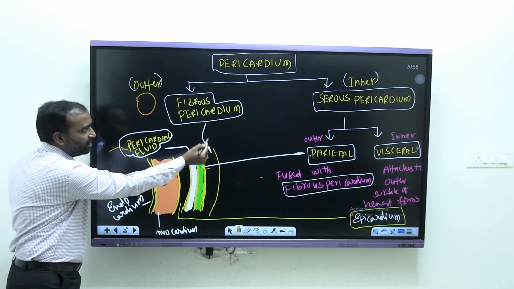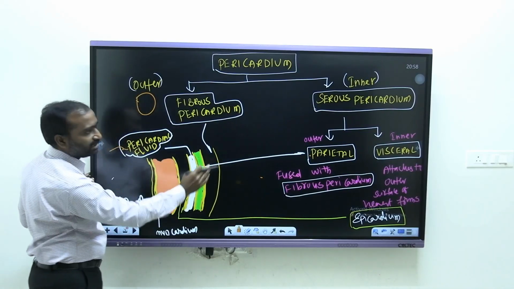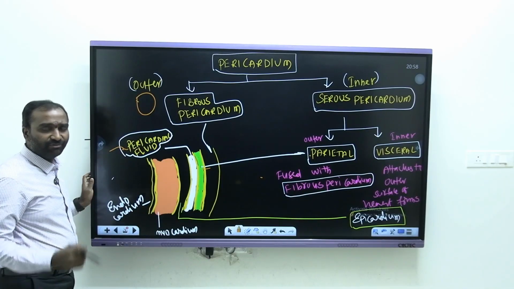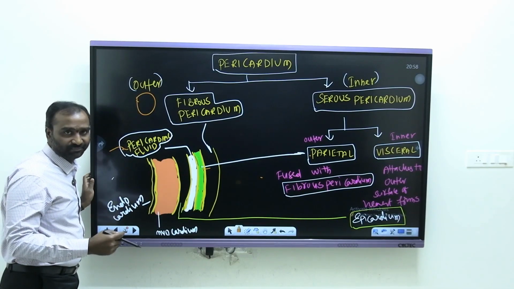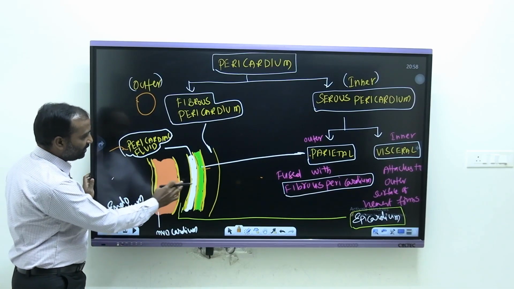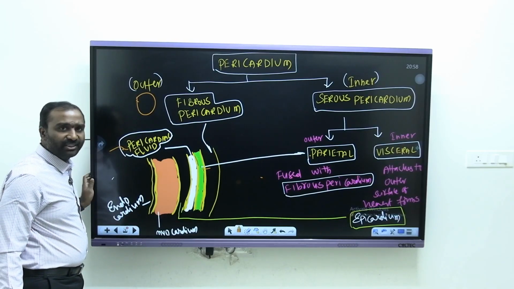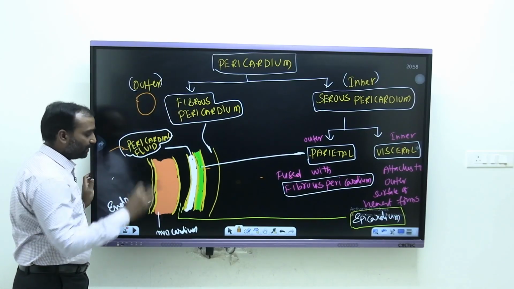Simple. So first one is fibrous, and next one is parietal. Then after that, the innermost layer is what? Visceral layer. Visceral means inner. Am I clear? Visceral is nothing but inner. So between these, where this fluid is present, what? Pericardial fluid. Then as I have mentioned, outer and inner.